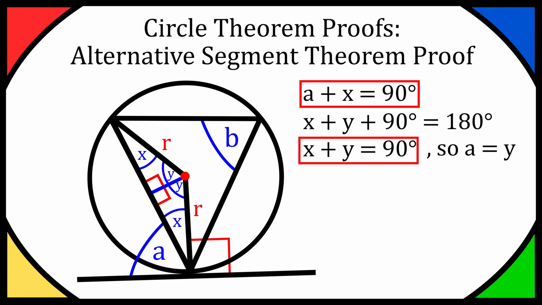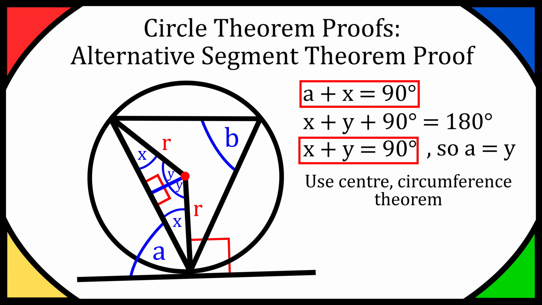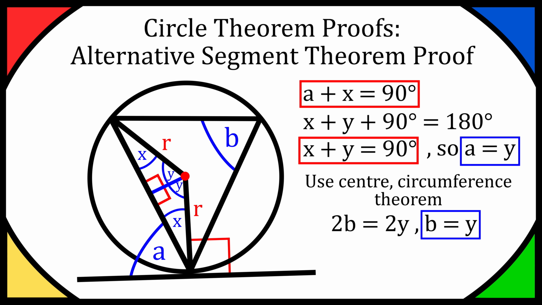Then we need to use the center circumference theorem, which is a theorem I previously proved on my channel, and that is that the angle at the center is twice the angle at the circumference. So 2 times b, because b is the angle at the circumference, is going to be equal to 2y. From there we can divide both sides by 2, so b is just going to be equal to y, and as a is equal to y and b is equal to y, we know a is equal to b.